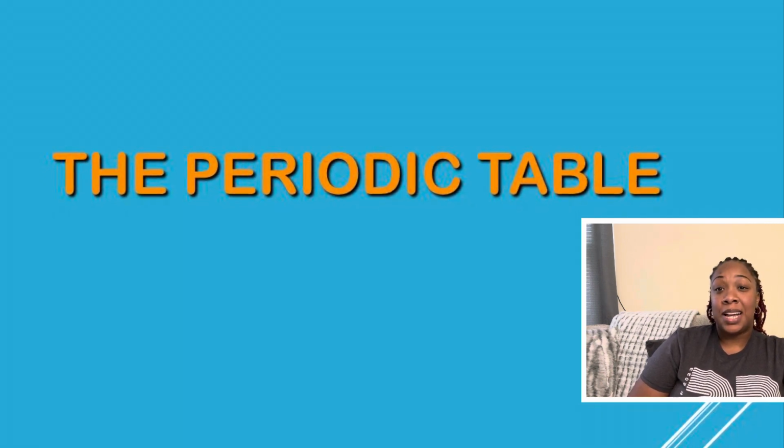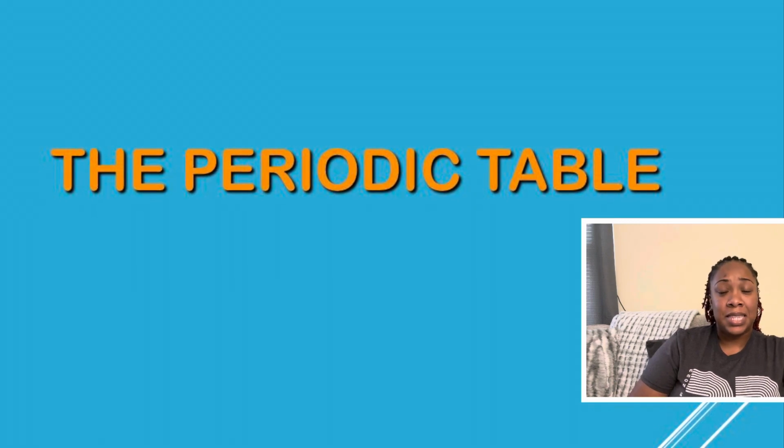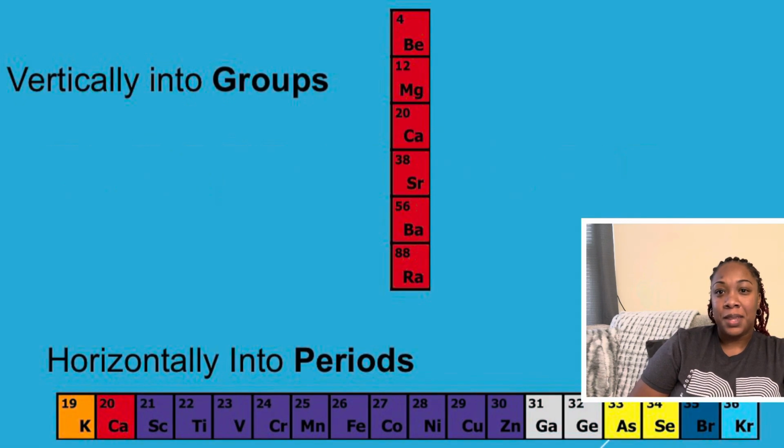Then we're able to look at how exactly these elements are arranged on the periodic table. Now, the periodic table is arranged vertically into groups. So groups go down on the periodic table, and they are arranged horizontally into periods. So those go across the periodic table.